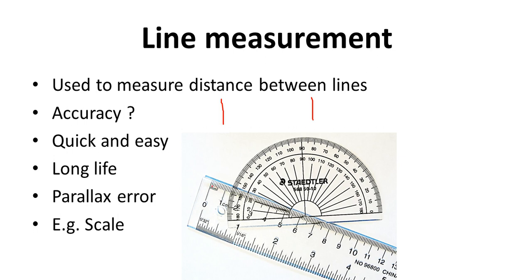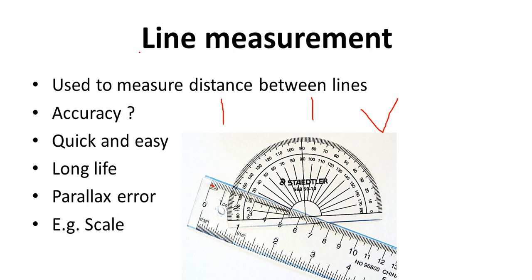No one remembers this basic principle, but this is the idea on which a scale works. Suppose the smallest division on this scale is 1 mm and the number of divisions between these two lines is 50, then we calculate 50 into 1, that is, 50 mm is the distance between these two lines. Similar goes for the angle. If these are the two lines between which I want to measure the angle, I'll match the first line with the 0th of this protractor, then check on which degree the second line matches, and then I'll calculate the angle.